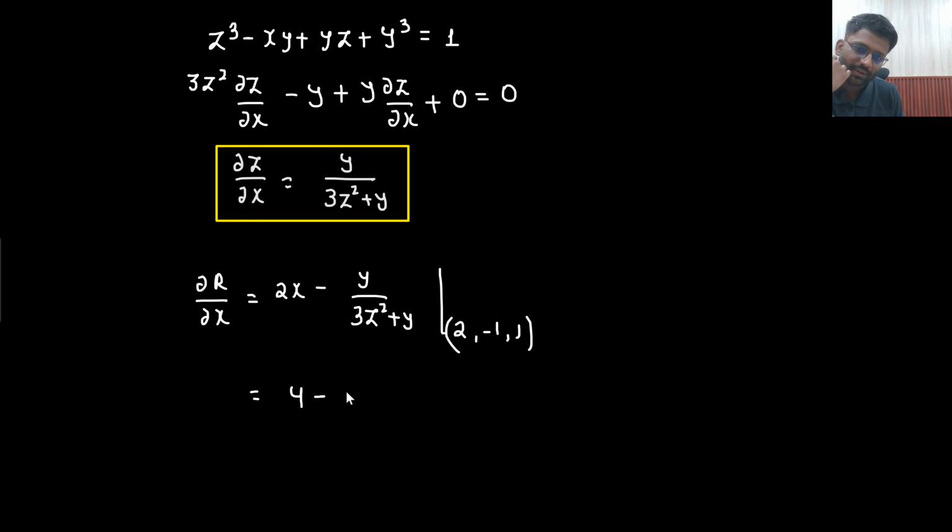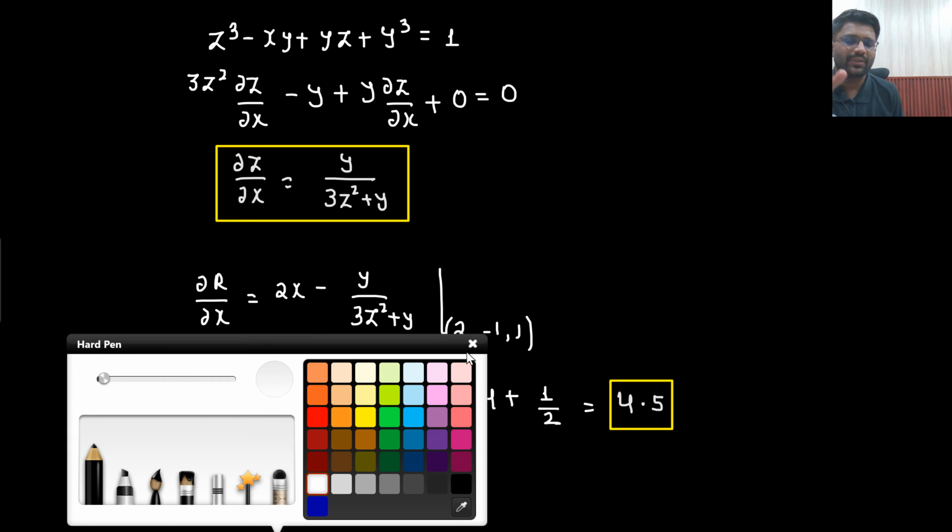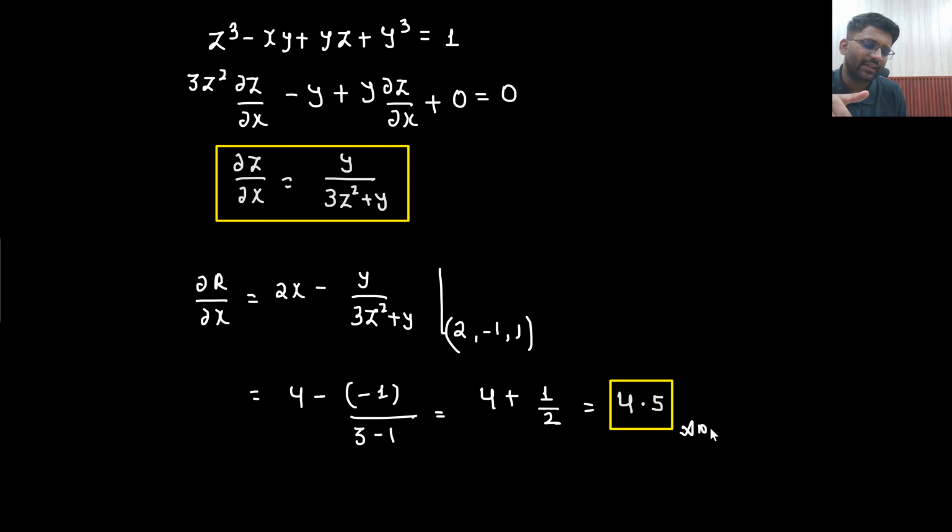So 4 minus 1 upon 4, 1 by 2. What is the answer? 4.5 is the answer. That's it. This is the answer. You just simply need to put the point. After that it is very easy.